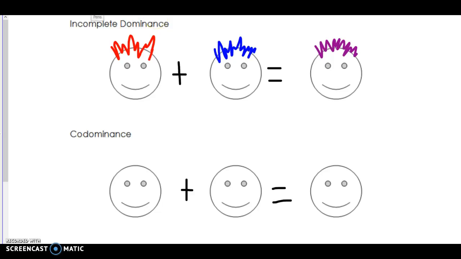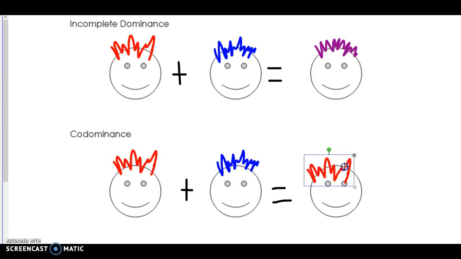Okay, so let's say that we have that situation again. So we're going to take our red-haired, and we're going to cross it with a blue hair. But instead, what happens here with the outcome is we are going to have both red hair, and we're going to have blue hair showing up at the same time in that offspring. Okay, so that is incomplete and codominance.